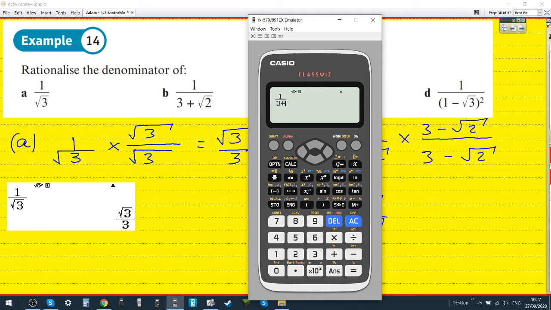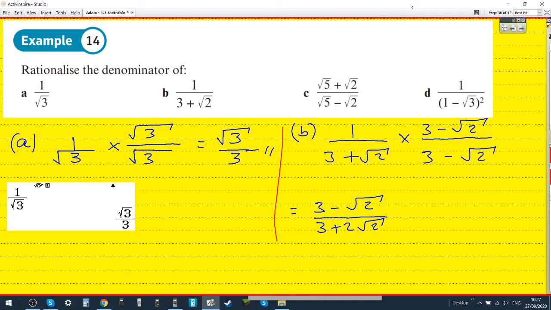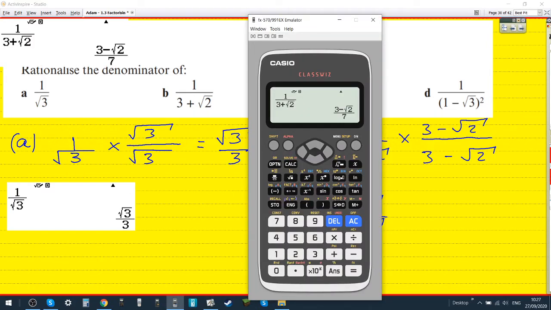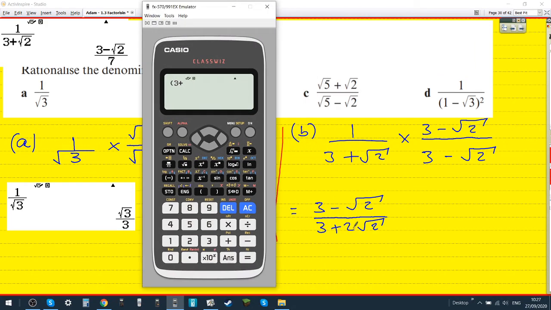1 over 3 plus root 2. Oh, it got even simpler. Okay, so it simplified it even further. Let me check your thing. Your denominator isn't right because it has a square root in it and it's supposed to not have a square root in it. What did you put into your calculator? Did you do 3 plus root 2 times 3 minus root 2?